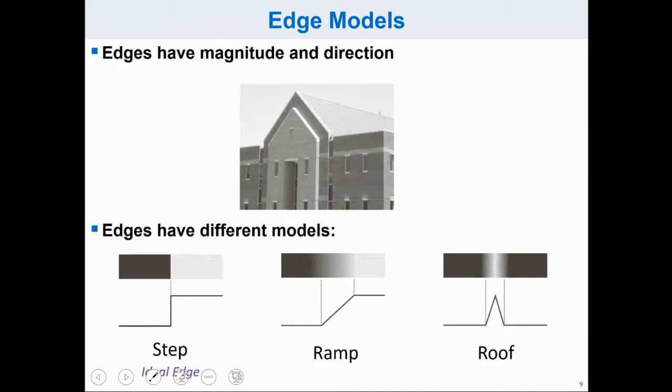There are different models for edges, as we've seen before. There is a step edge, where you have a sharp and well localized transition in intensity.